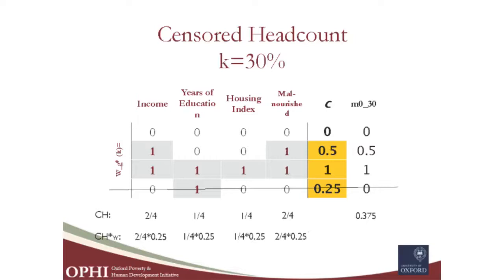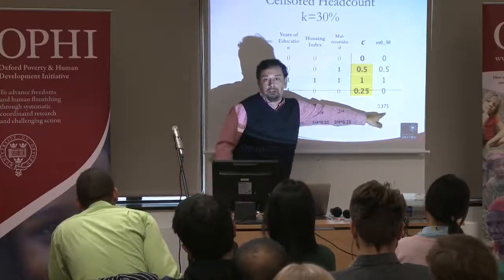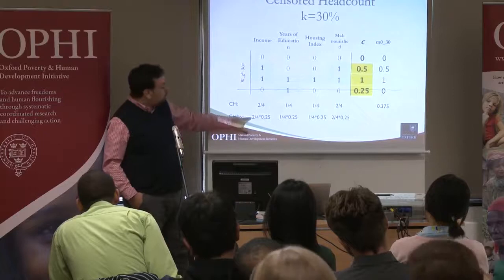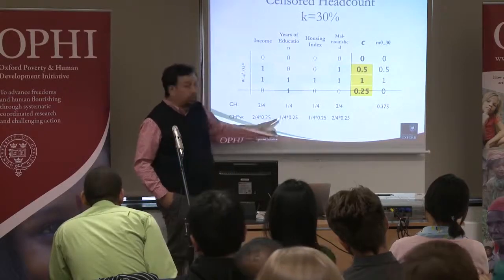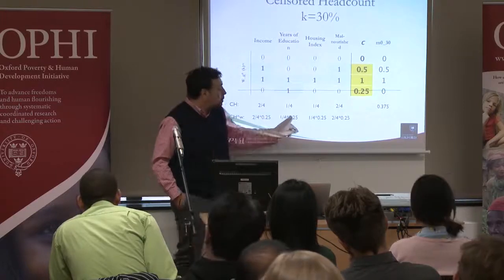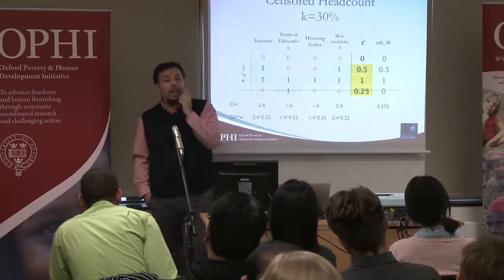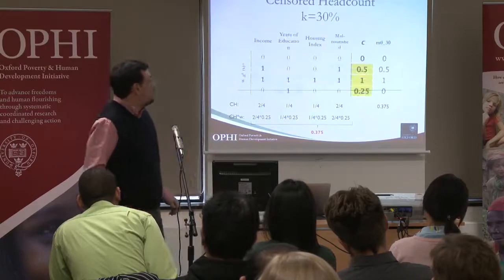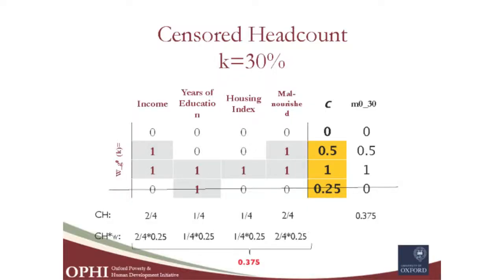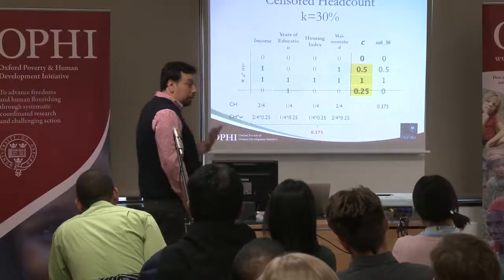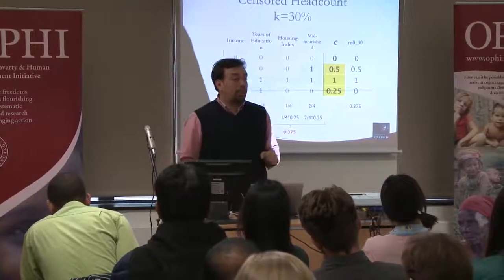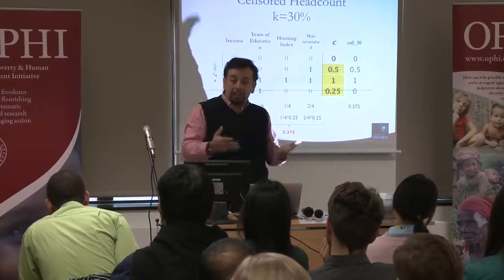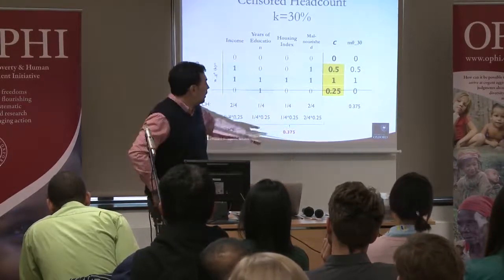Just remember that your M0 is 0.375. Look, if you multiply your censored headcount by the weights of each one, remember that each one has 25%, 25%, 25%, 25%, what do we get? M0. We get M0 immediately. So one way to check your results when you are working with data is to take all the censored headcounts and multiply by the weight of each dimension. The sum will give me M0.